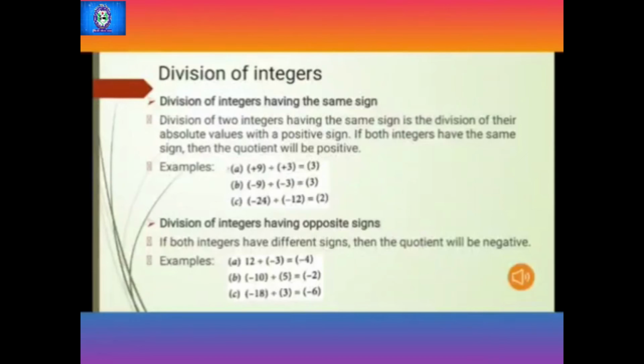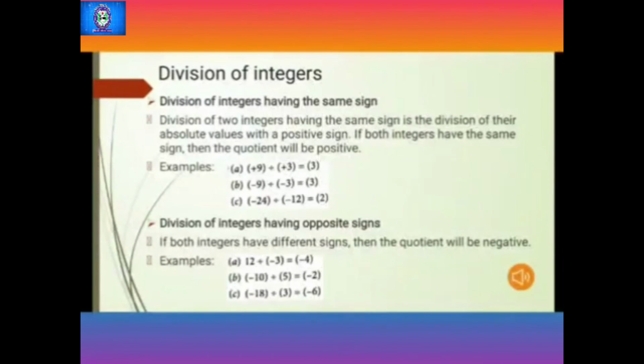Now you can see if you divide a negative integer by a negative integer, the answer will be a positive integer. As you can see, minus 9 divided by minus 3, the answer will be 3, a positive integer. Now the next one, minus 24 divided by minus 12, the answer is again a positive integer, that is 2. Now the next point, division of integers having opposite signs.